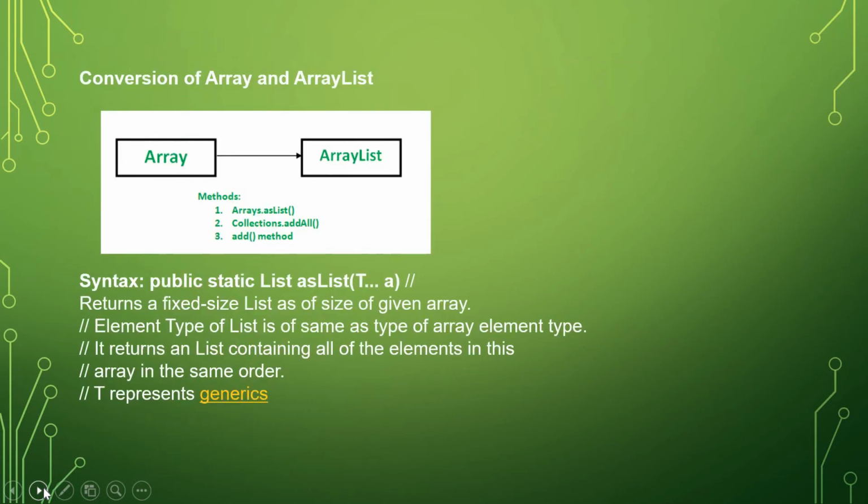So how do we convert an array to an ArrayList? There are different methods to do it: Arrays.asList, Collections.addAll, and the add method. We need to know the syntax. The syntax is public static List asList. It returns a fixed-size list backed by the given array. The element type of the list is the same as the type of the array element. It returns a list containing all the elements of the array in the same order. T represents generics, as we know.